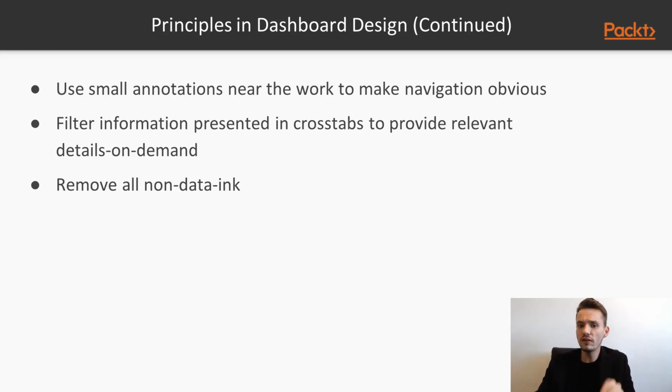Filter information presented in cross tabs to provide relevant details on demand. Crosstabs are useful visualizations for looking up specific values when you know exactly what you're looking for. But they are not the best visual style for quickly discovering trends and outliers. Even though the text table in view has been filtered for a specific dimension, vertical scrolling is still necessary in order to see all the state values. Use targeted filters.